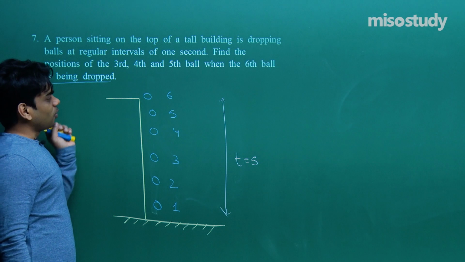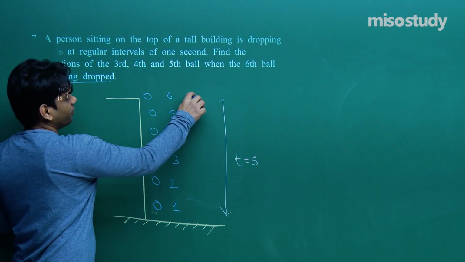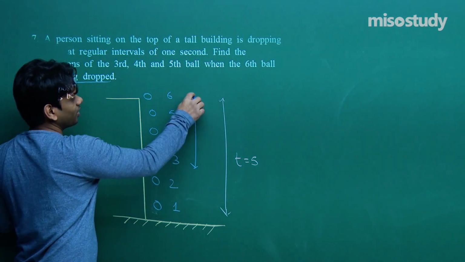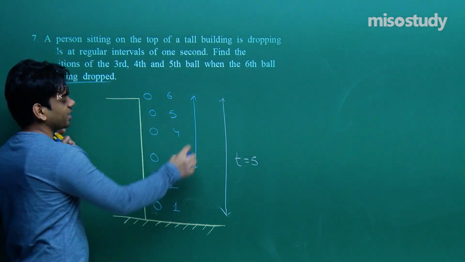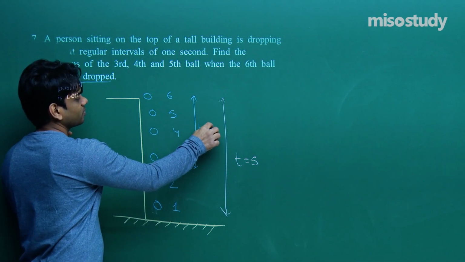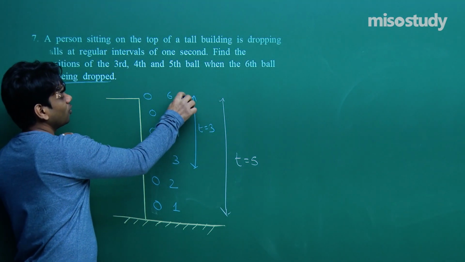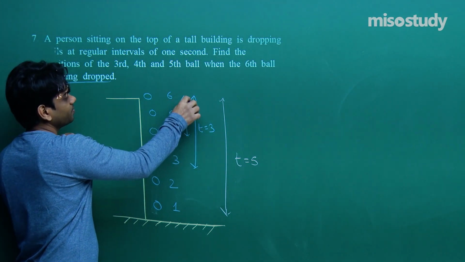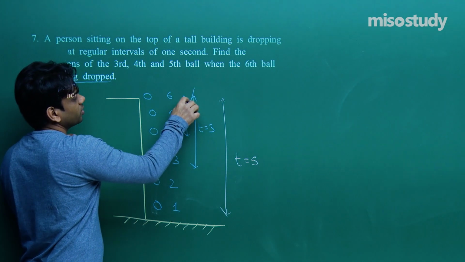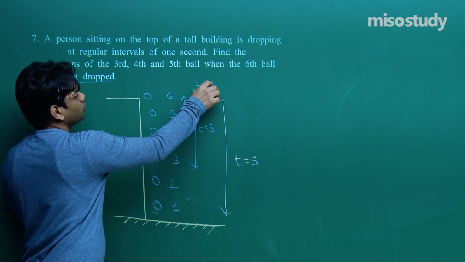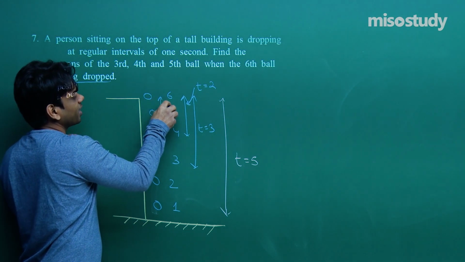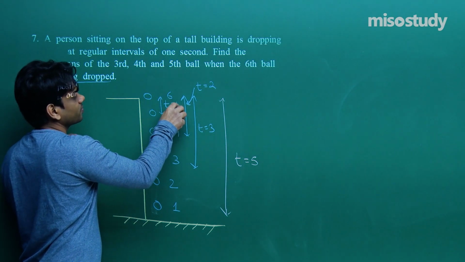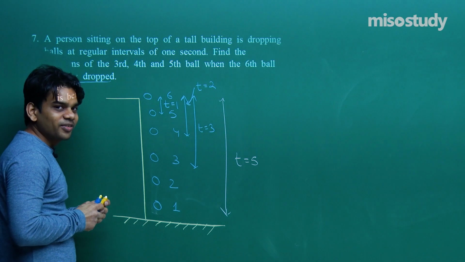Find the position of the third ball. The third ball is here. How much time would it have traveled? Try to understand, it would have traveled only 3 seconds. See, 1, 2, 3 seconds. The fourth ball would have traveled only 2 seconds. This time is 2 seconds. And the fifth ball would have traveled only 1 second. I have mentioned everything here.